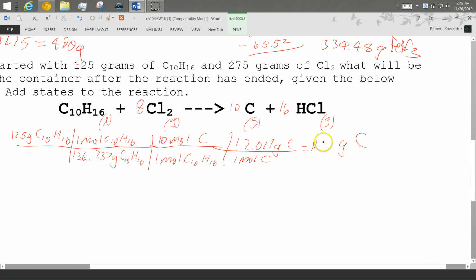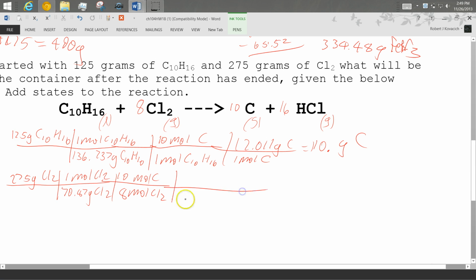So I have 110 grams of carbon with the decimal places after it. All right, do the same calculation with chlorine as our starting product. So 275 grams of Cl2. The mass of chlorine is 35.453, times 2. All right, I've got 70.87 grams of Cl2 for every 1 mole of chlorine gas. And then for every 8 moles of chlorine gas, I've got 10 moles of carbon. And for every 1 mole of carbon, it's 12.011 grams of carbon.